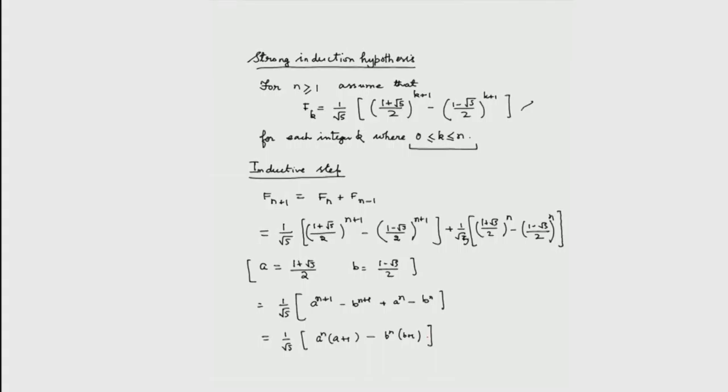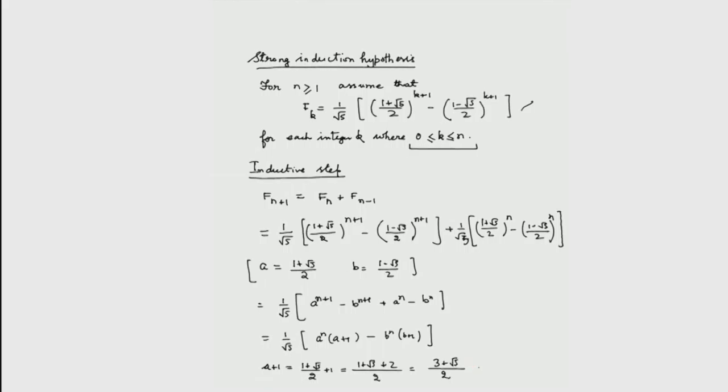Now, if we start with a plus 1, we will see that a plus 1 is equal to 1 plus root 5 by 2 plus 1, which is of course equal to (1 plus root 5 plus 2) by 2, which after simplification becomes 3 plus root 5 by 2.